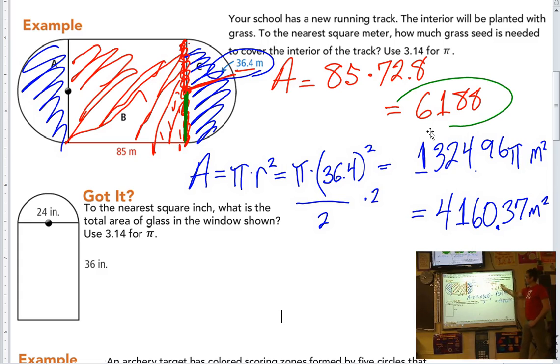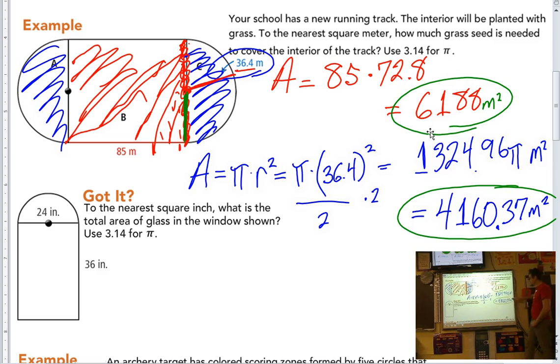Then the whole track, or the whole space in the track, when we add these up, our total area becomes 11,672.374 meters squared. That is a big field. My brain went on to the 4 before it got to the 7. Why is that so big? Well, realize that's meters squared.